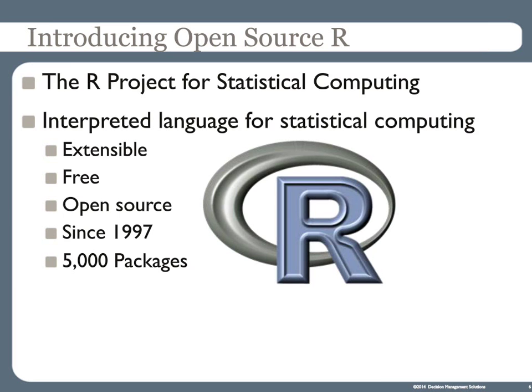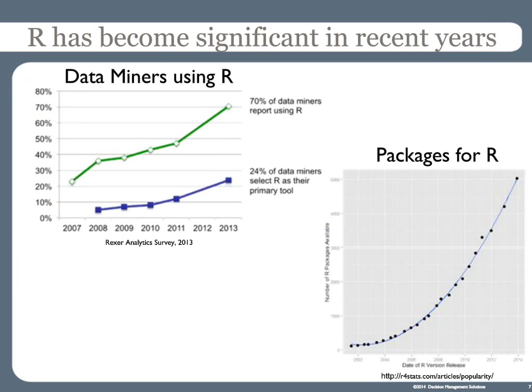But what's really noticeable is the tremendous growth over recent years. I've got two graphs here from data sources that I'm going to refer to as we go through. At the bottom right, you can see the tremendous growth in packages, the number of packages available on the main site. This is a stat I pulled from R4Stats, Bob Muenchen's site, where he tracks a lot of interesting data about R and about statistical languages more generally. You can see this steady but accelerating curve in the number of packages available for R. So the breadth of R, the things you can do with R, have really expanded over the last few years.